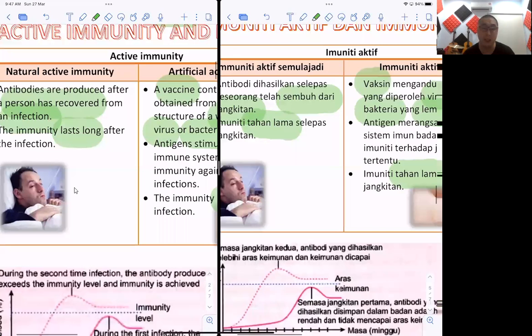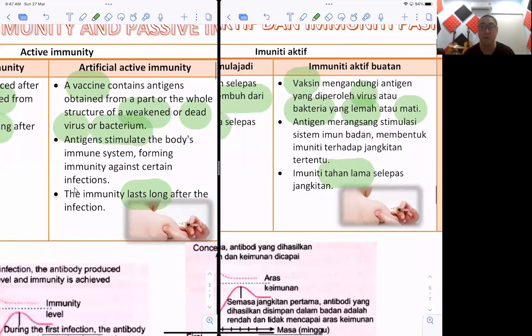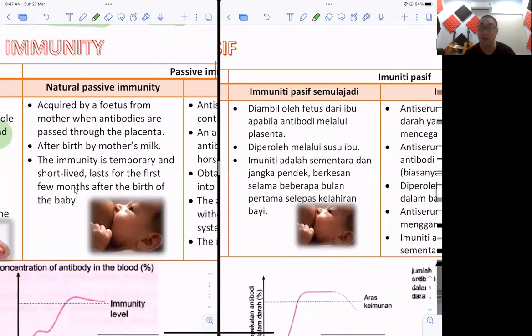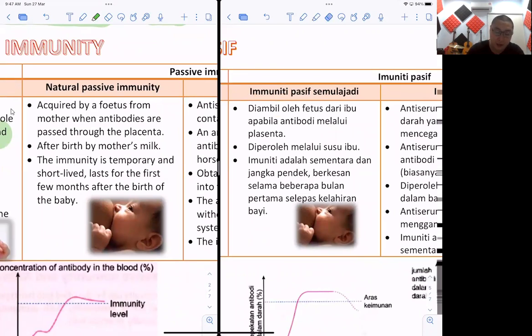You got natural and then man-made. Now, for passive immunity, which is the next one right here. Again, same story. You still got natural passive immunity. Again, you can see the word here, natural. Natural means that it happened naturally lah. So this is acquired by the fetus from the mother through, again, antibody. So the mother's antibody is passed down to the baby. Passive immunity is almost like a drug. But this one is the natural one lah. So again, you get it from your mother.